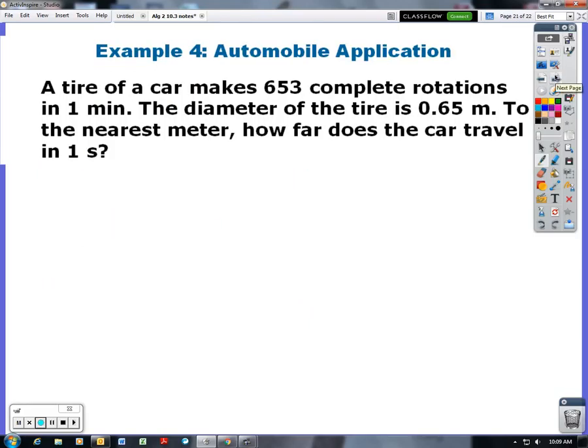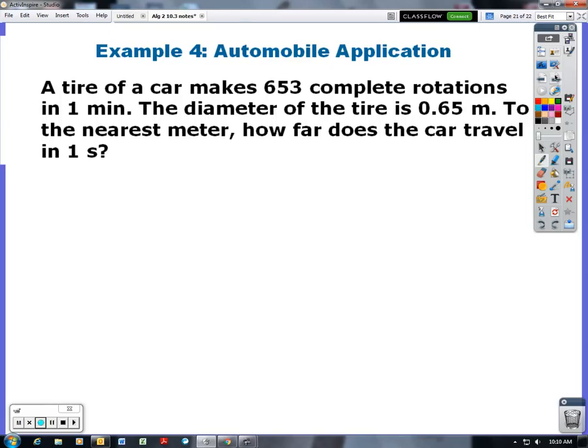So S equals r theta. And now we'll use that equation. Actually, I don't even know that I use it exactly, to be honest. A tire of a car makes 653 complete rotations in 1 minute. The diameter of the tire is 0.65 meters. To the nearest meter, how far does the car travel in 1 second?